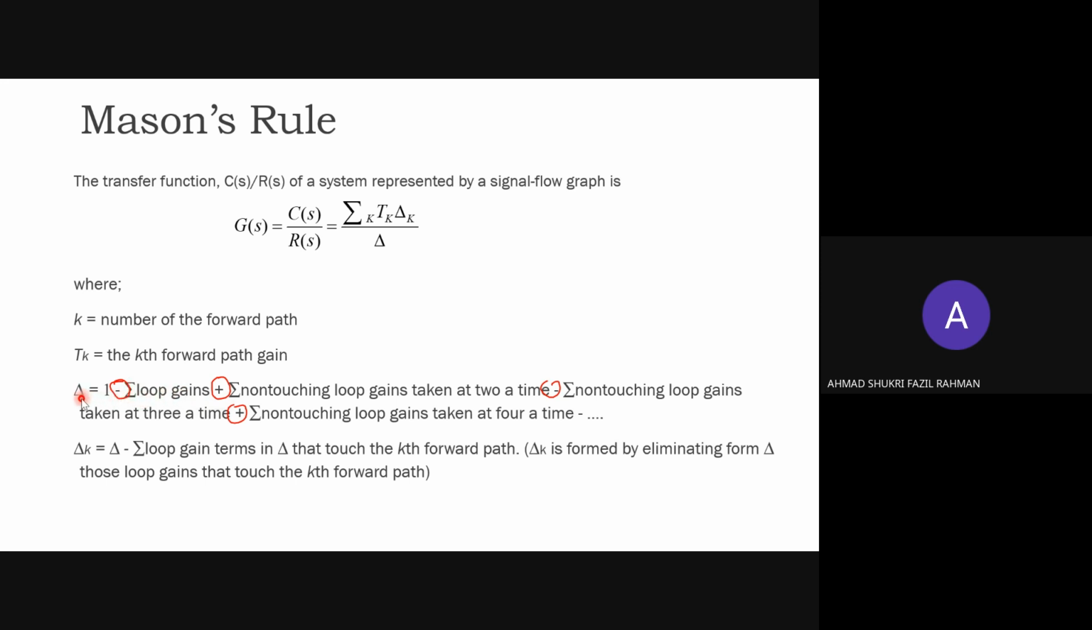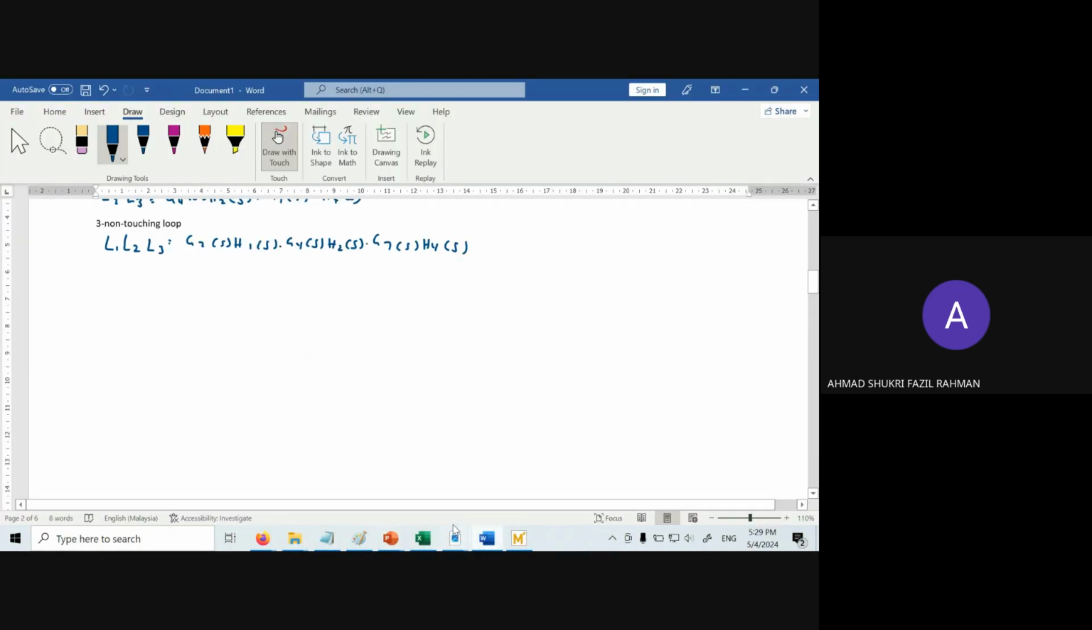So the equation given is delta is equal to 1 minus total sum of single loop, then plus total sum of 2 non-touching loop, and then minus total sum of 3 non-touching loop, and then plus 4, and then minus 5, and so on. But for our case, we only obtain up to 3. We only obtain up to 3, so we go back to this solution.